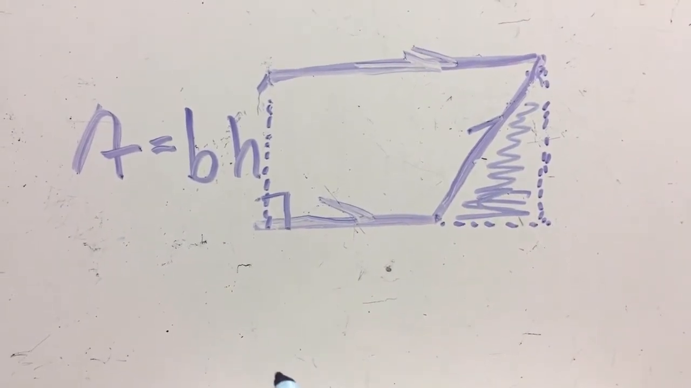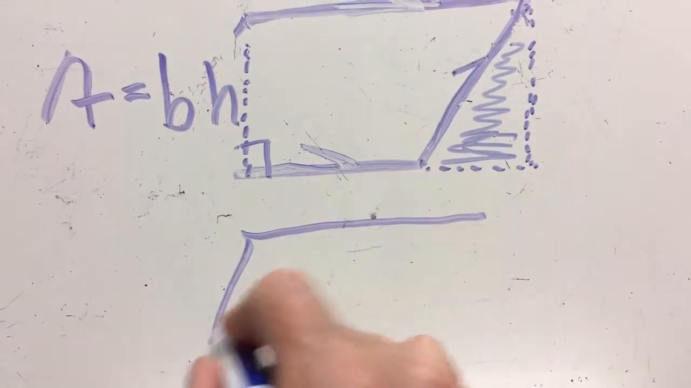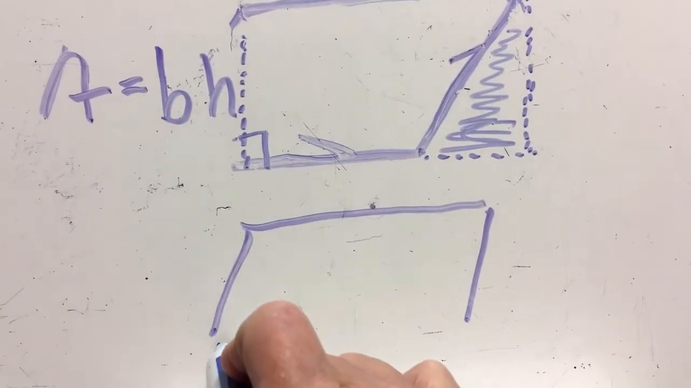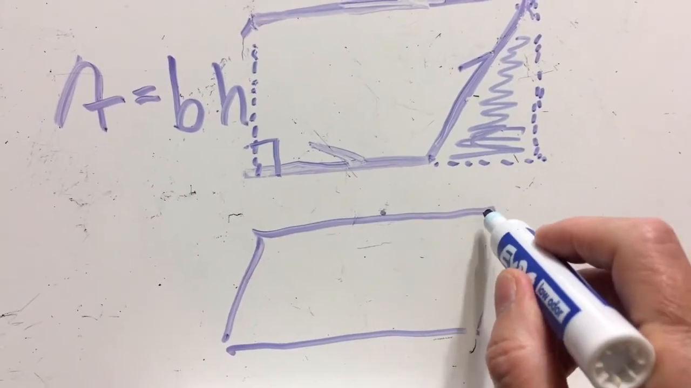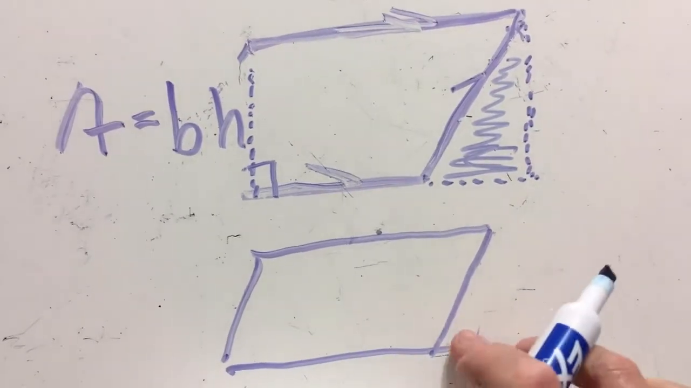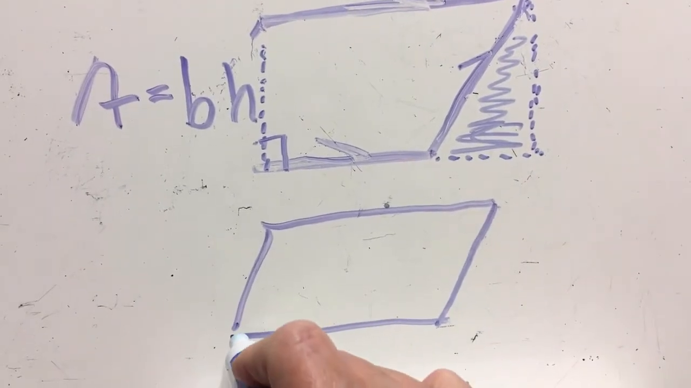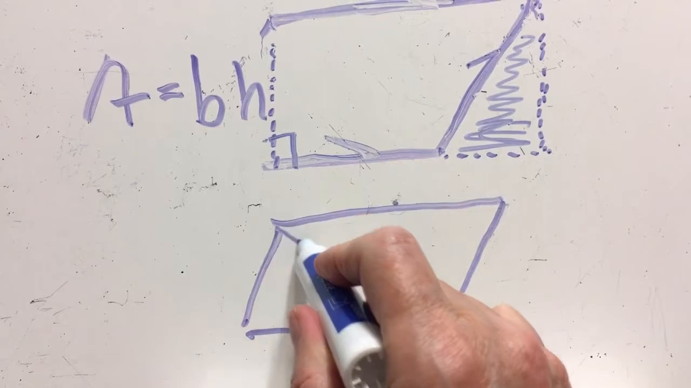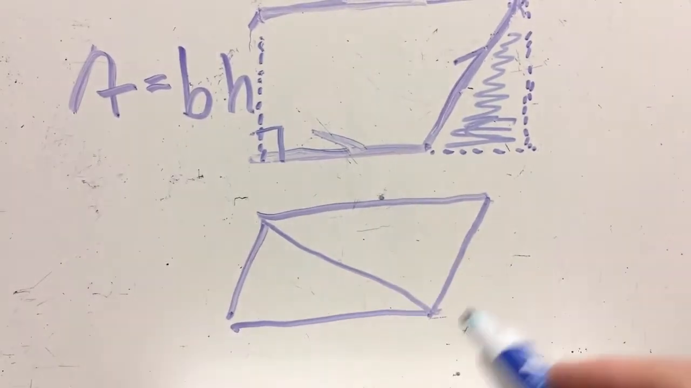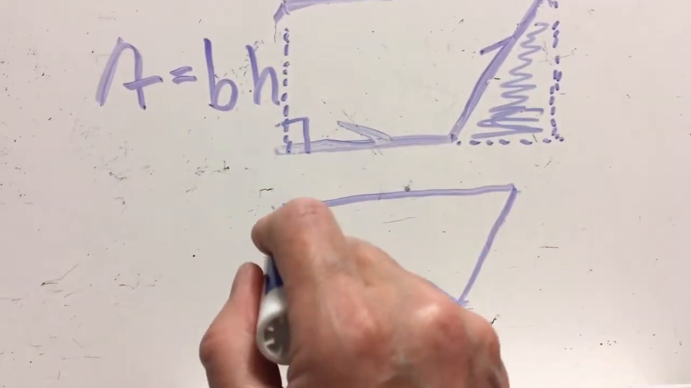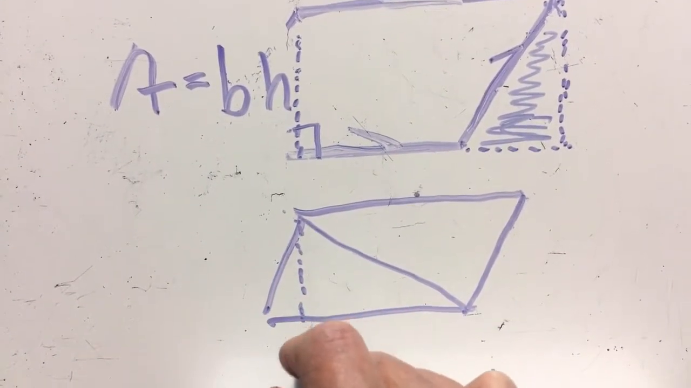So let's look at one more way to think about it. So here is a parallelogram. Opposite sides are parallel. So now let's think of it another way. Let's think of this as two triangles. So the parallelogram can be divided up into two triangles. Well, this triangle here would have a 1/2 base times height.